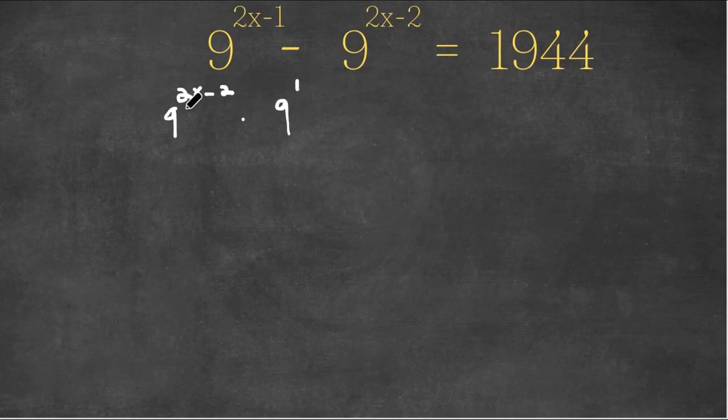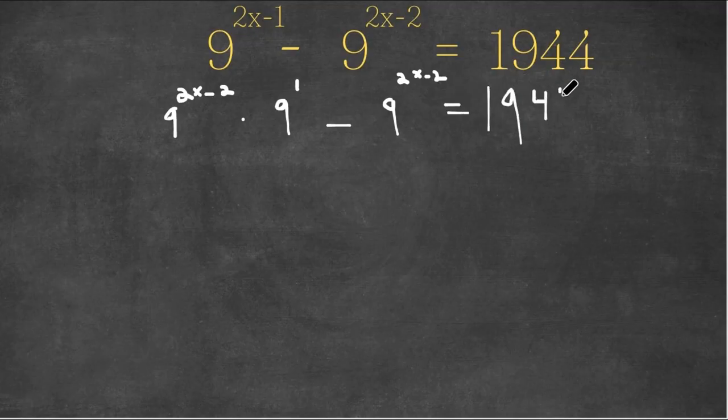Because remember, when we're multiplying these, we would add the exponent 1 with negative 2. So this would be 2x minus 2 plus 1, which is 2x minus 1. So I'm just rewriting it like this, and we are still subtracting 9 to the power of 2x minus 2 from this. And this is still equal to 1944.